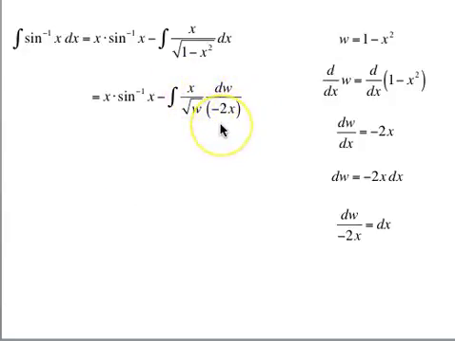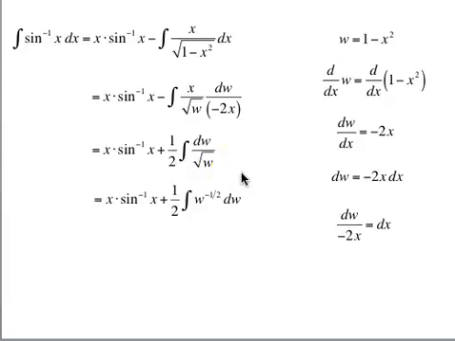Now let's think about this negative 2 downstairs. That's really 1 over negative 2. But with this minus sign in front, if I pull out negative 1/2 and I multiply it by negative 1, that will give me positive 1/2. The x's cancel, and I'm just left with 1 over root w dw. Root w is w to the 1/2. This whole piece then is the integral of w to the negative 1/2 dw.